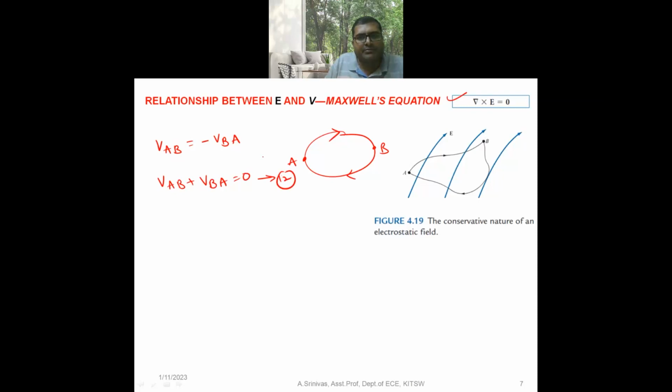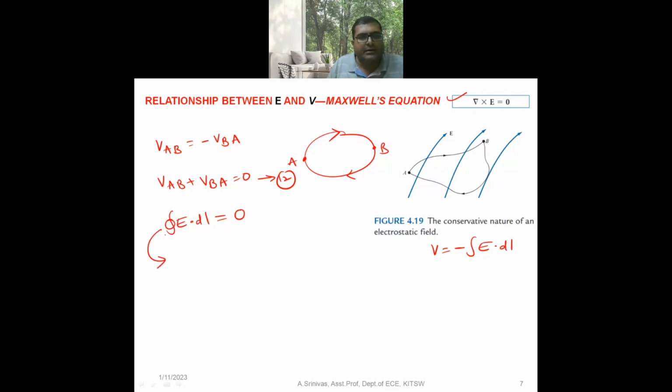Equation 12. What it means is the potential difference between A and B, and the potential difference between B and A, sum to 0. The basic definition of electric field is the potential V is equal to minus integral of E dot dl. Now here VAB from point A to B plus VBA from point B to point A is equal to 0, which means equation number 12 can be written in terms of electric field as closed line integral of E dot dl is equal to 0.